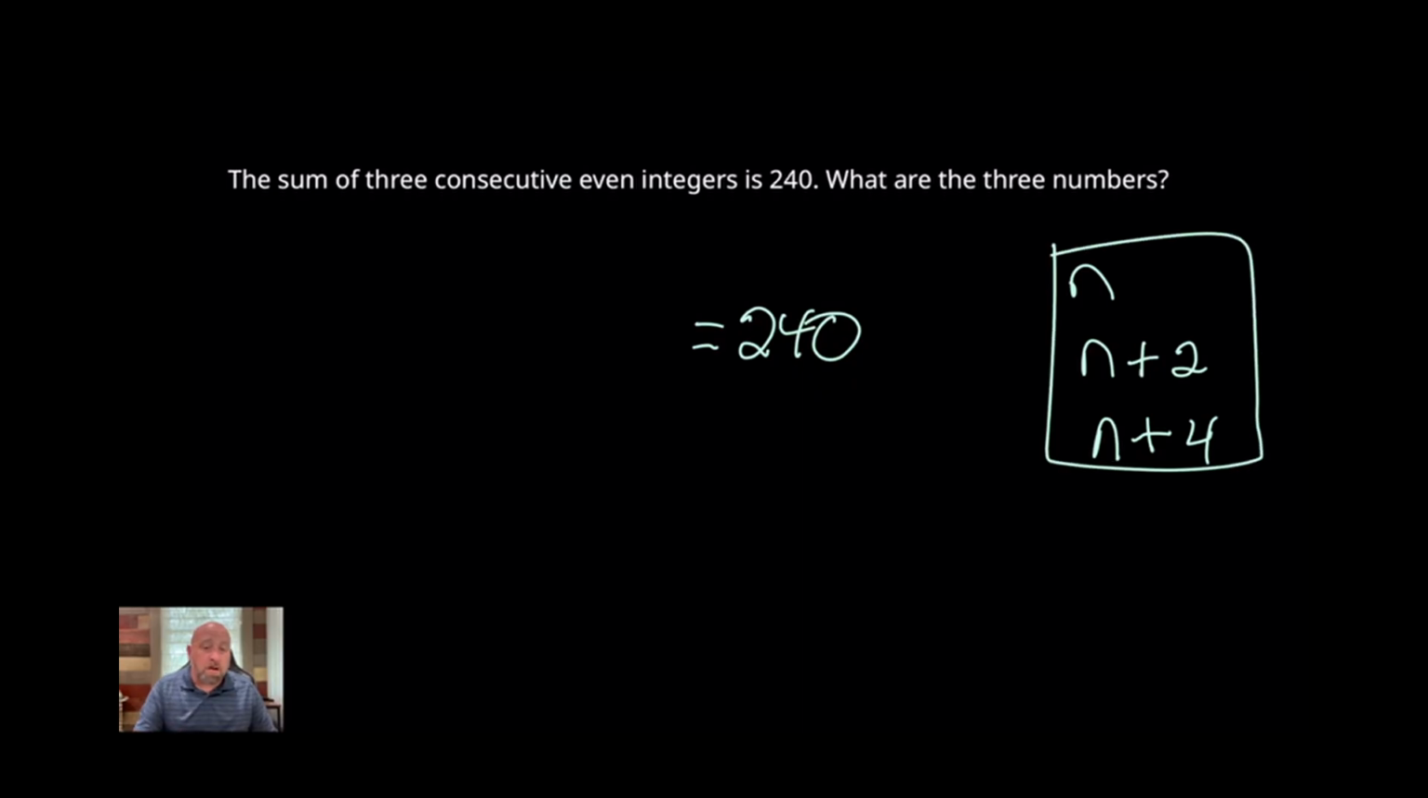So these are kind of our unknowns right here. And now we just need to plug those over into our equation, because it's these things right here that, when you add them up, are going to give you 240. So we'd have n plus n plus 2 plus n plus 4.